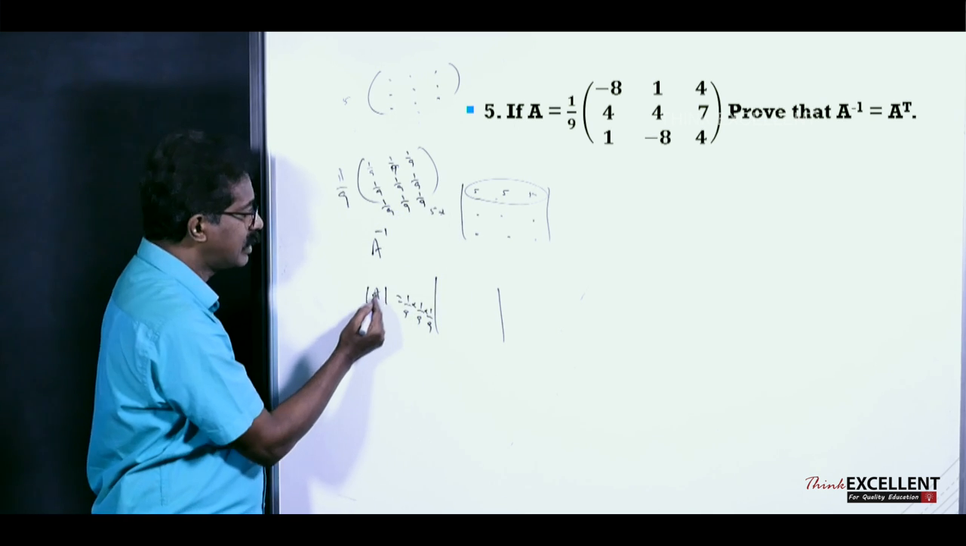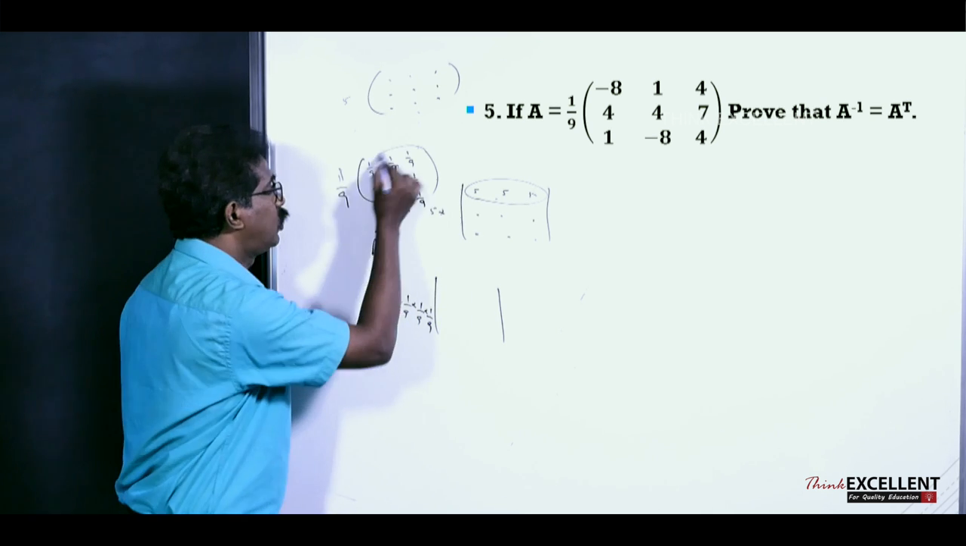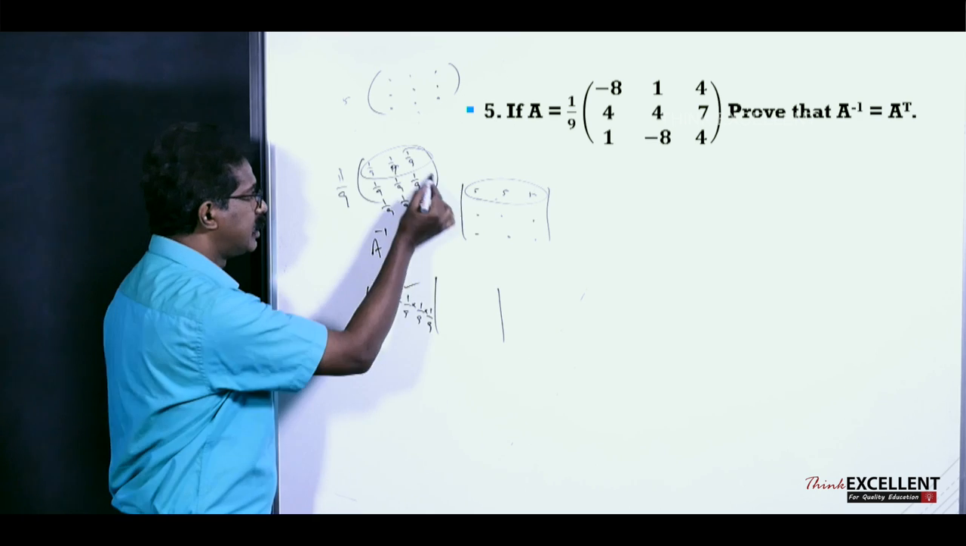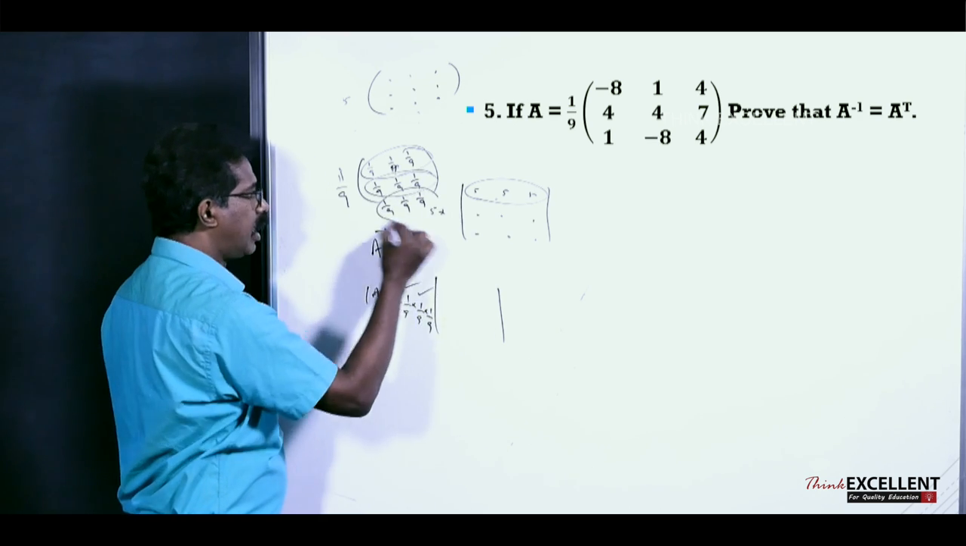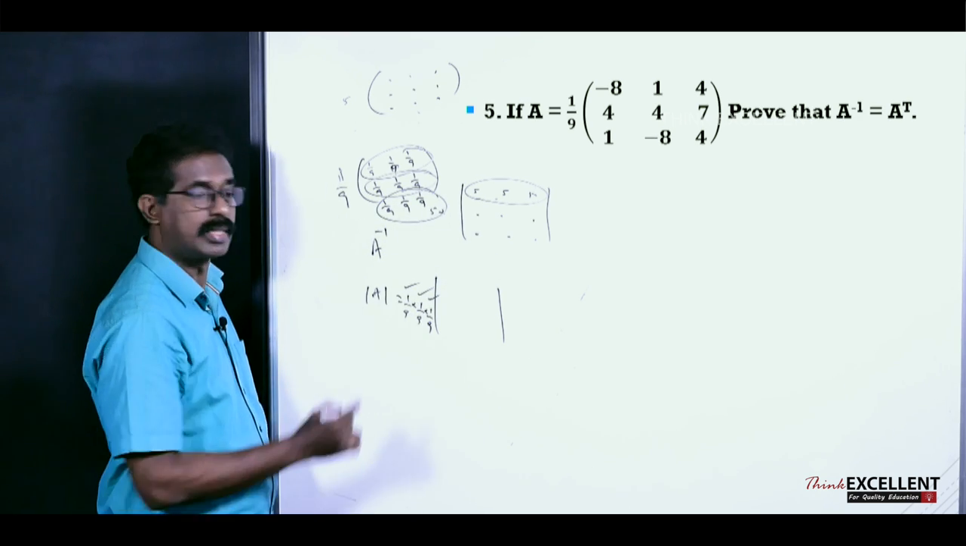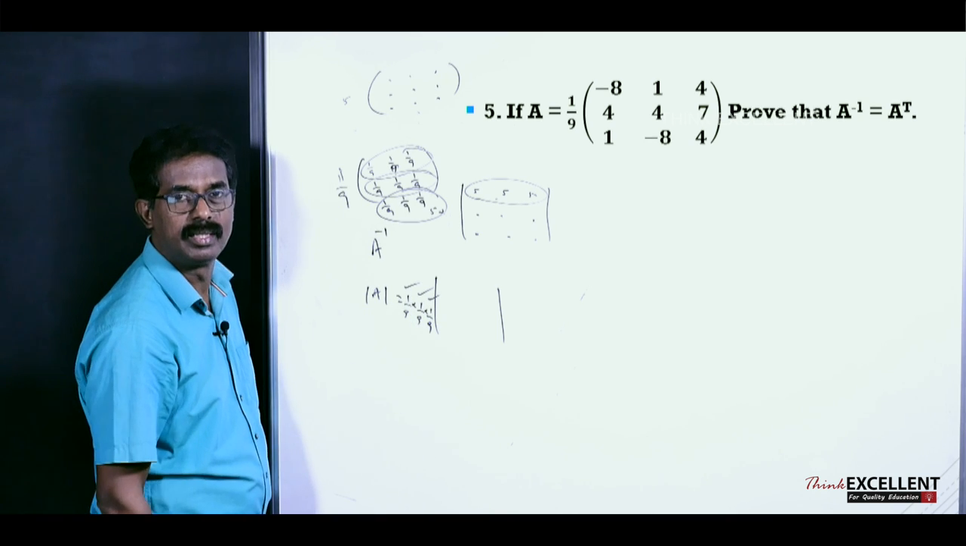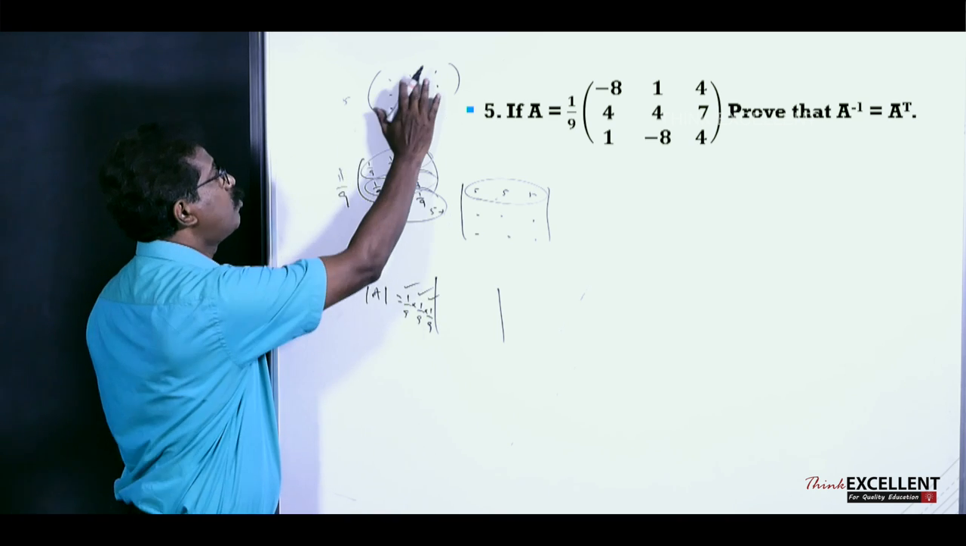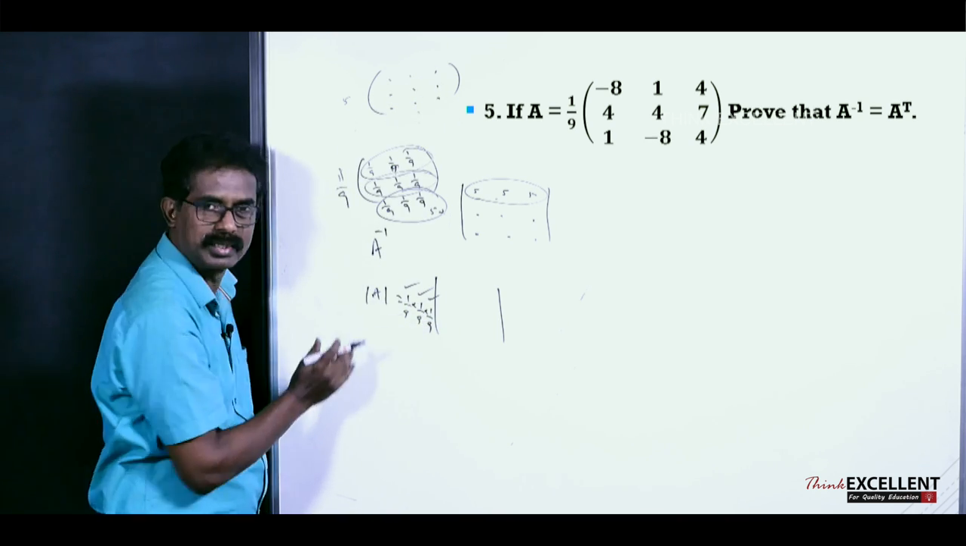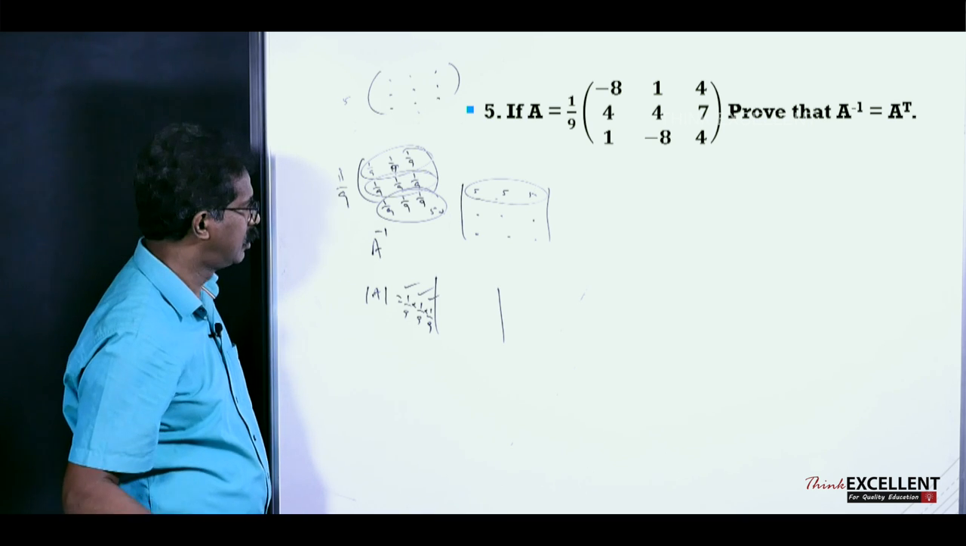When you convert it to a determinant, the first row you can take 1 by 9, the second row 1 by 9, the third row 1 by 9. So that is why you write it 3 times. But if it is a 2 by 2 matrix, you write it 2 times. Hope you understood the difference.